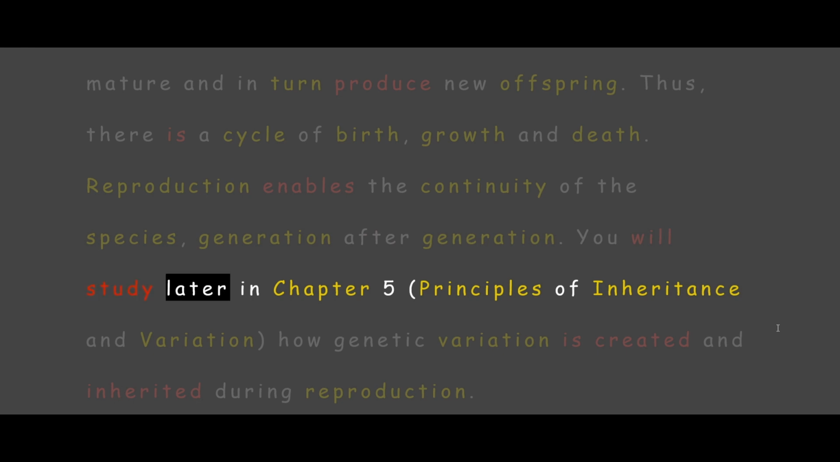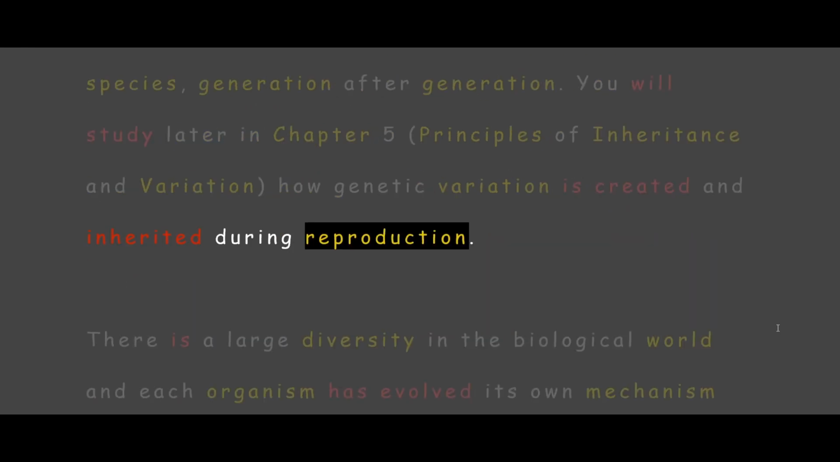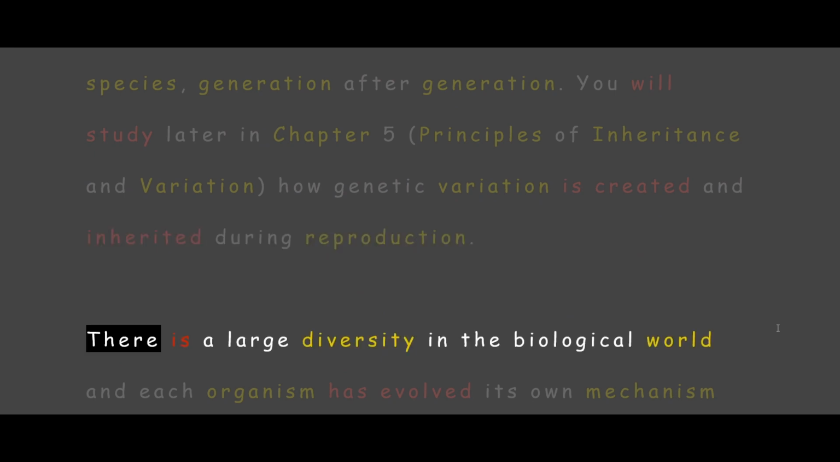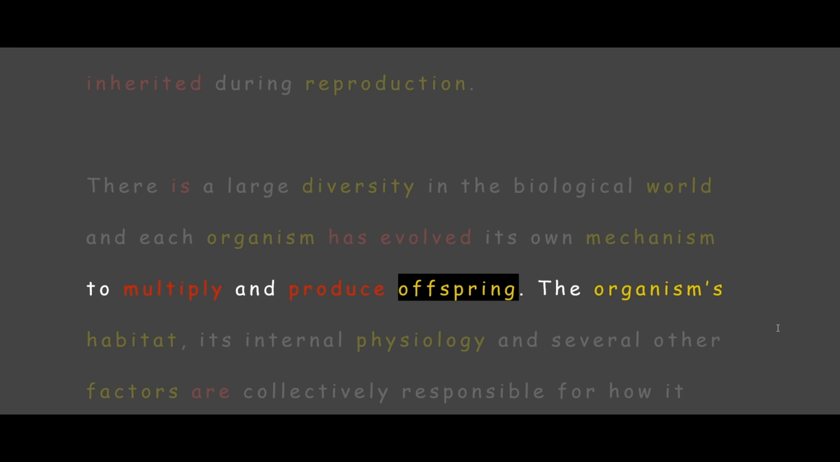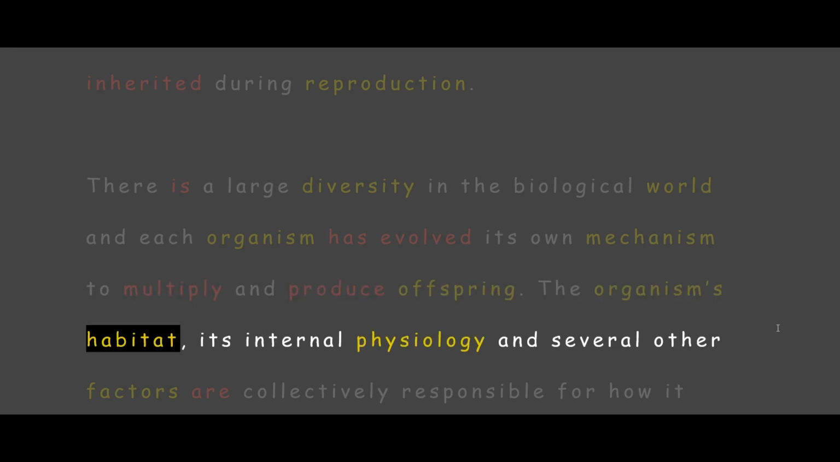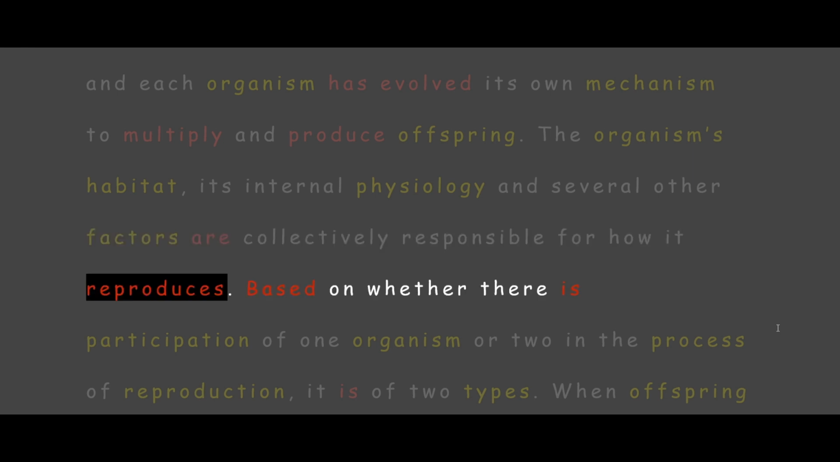You will study later in Chapter 5, Principles of Inheritance and Variation, how genetic variation is created and inherited during reproduction. There is a large diversity in the biological world, and each organism has evolved its own mechanism to multiply and produce offspring. The organism's habitat, its internal physiology, and several other factors are collectively responsible for how it reproduces.